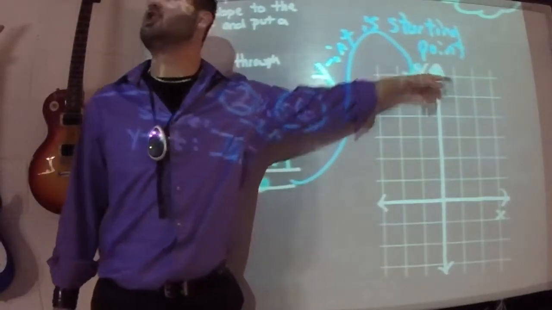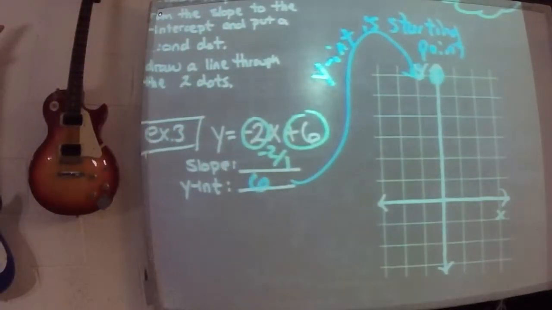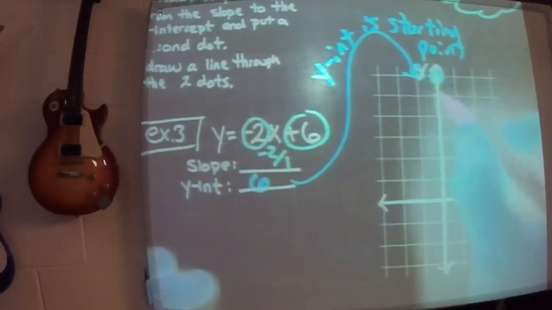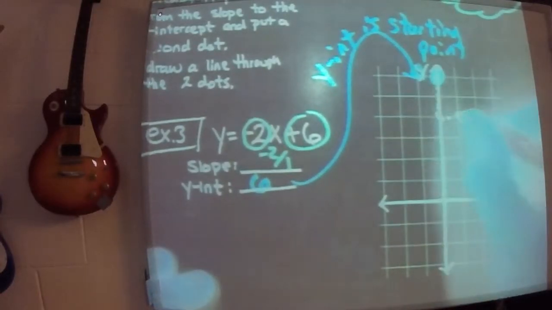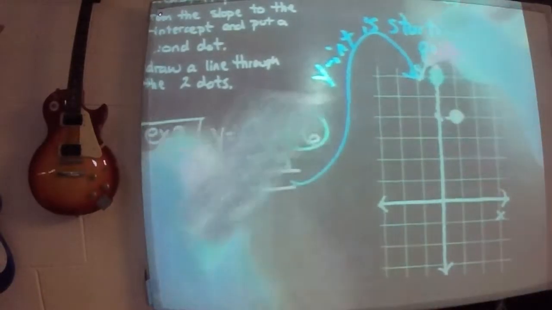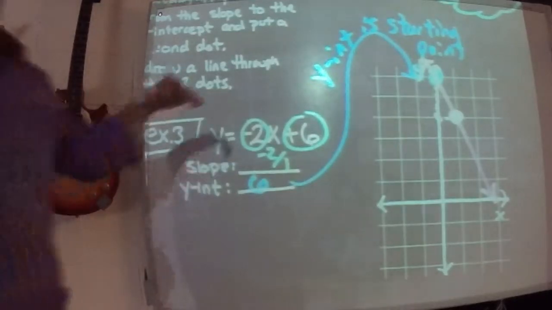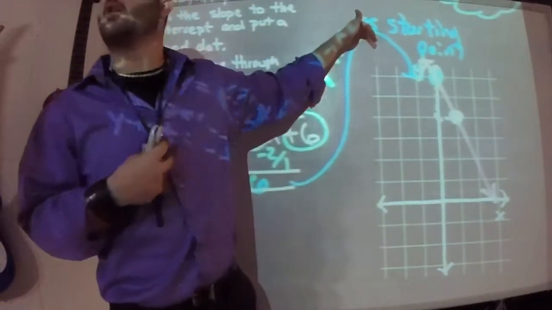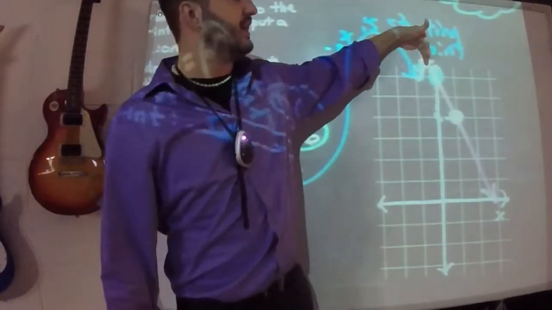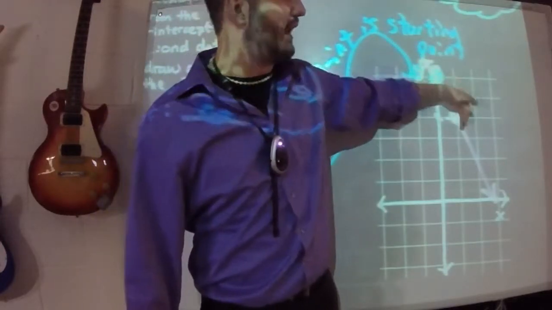My slope is -2. So where do I go? Down 2 and over 1. And here's your dot. And that's what your line should look like. And that's definitely a negative slope. Because remember, as slopes are read from left to right, negative slopes should be going down, down, down, down, down.